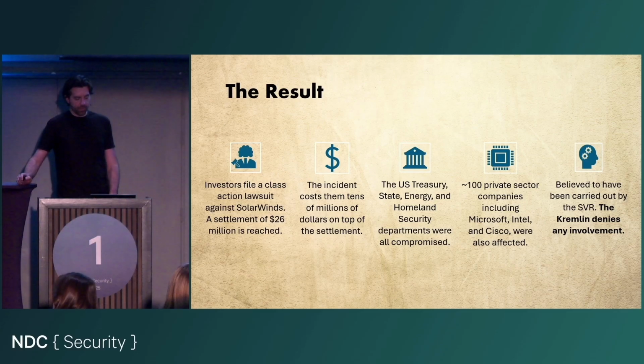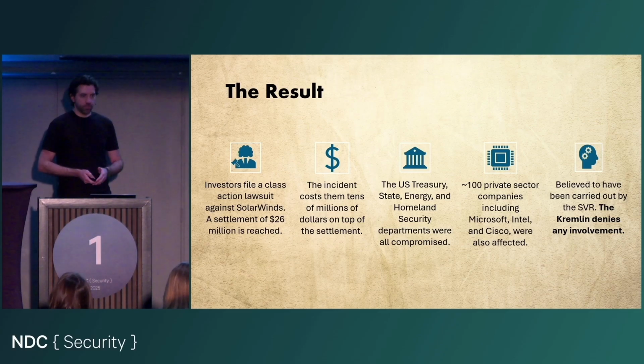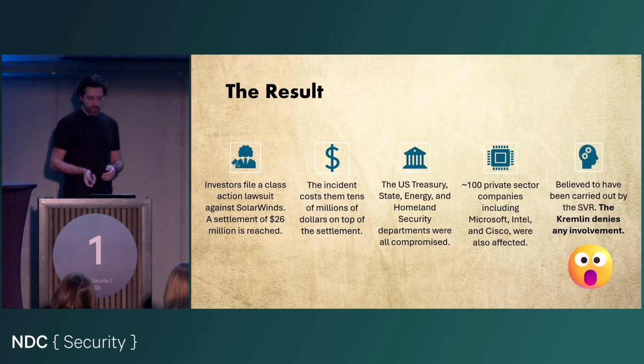And then hundreds of private companies, including some very big names that you've heard of, right? Microsoft, Intel, Cisco, all affected by this. So even companies that in theory have a lot of engineers working on security managed to get breached by this. And of course, the Kremlin denies any involvement in this, which is a big shocker.